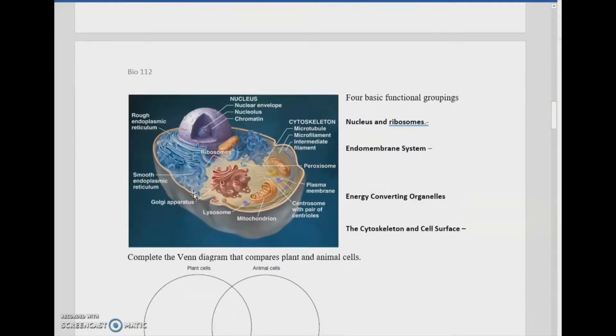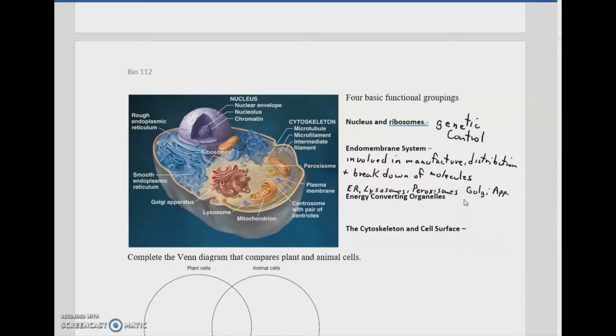This is a eukaryotic cell. It's much larger than the prokaryotic cell that we just looked at. It has 4 basic functioning groups. The first is the nucleus and ribosomes, which give us genetic control. It has an endomembrane system, and this is involved in the manufacture, distribution, and breakdown of molecules. It involves the ER, which is the endoplasmic reticulum, lysosomes, peroxisomes, and Golgi apparatus.